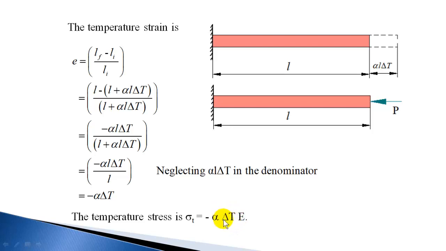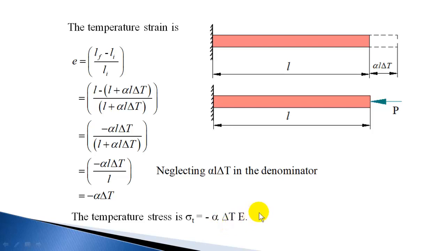So delta T, when it is an increase in temperature, delta T will be positive. Final temperature minus initial temperature, that is delta T. So if it's an increase in temperature, delta T is positive, and in that case you will get a negative value. And if it's a decrease in temperature, delta T will be negative. So in that case minus of minus will make it plus. You will get a positive stress, that means tensile stress.